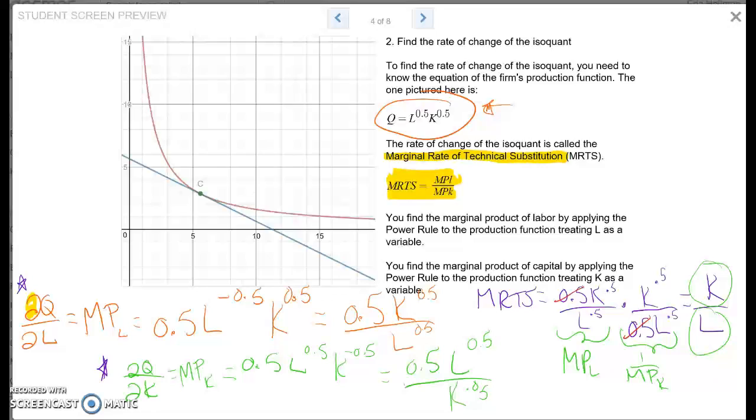So if you want to find the rate of change of this isoquant at this point, you would just plug in the amount of capital at that point and then divide it by the amount of labor at that point, and that tells you the rate of change at that point anywhere on this isoquant. Cool.